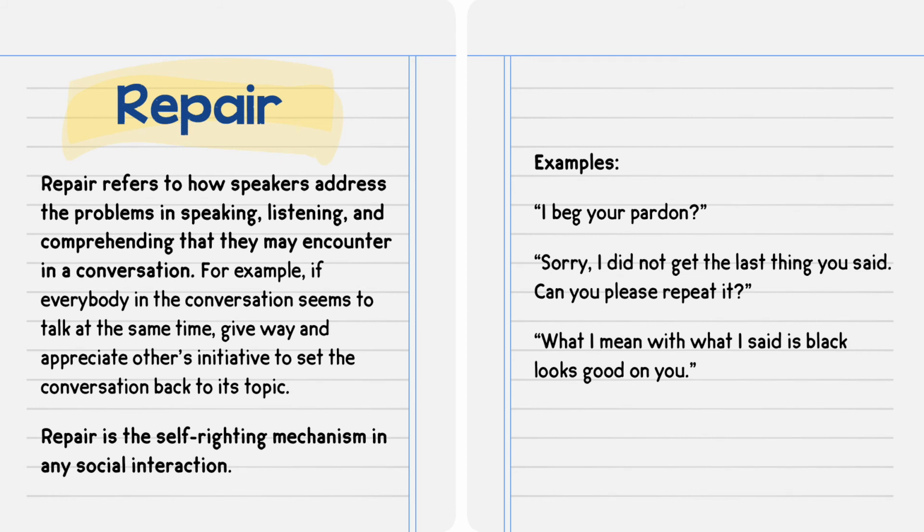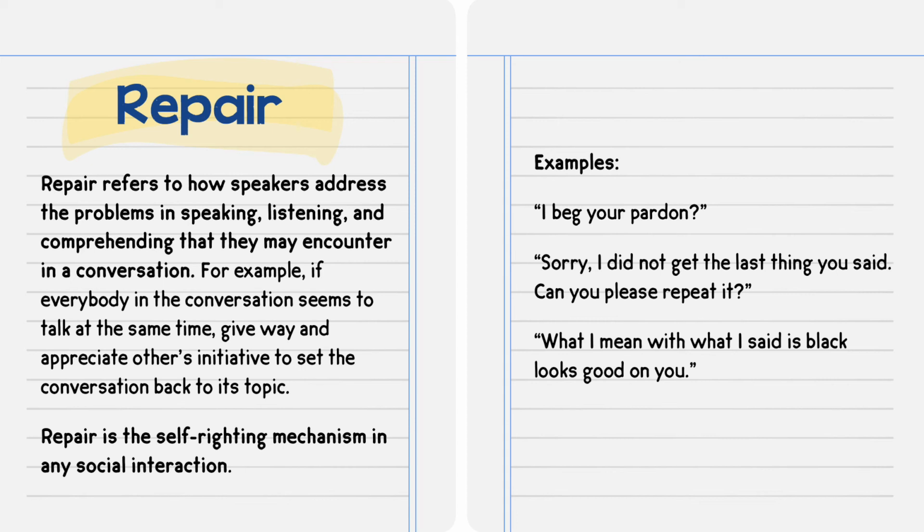Okay, we're down to the second to the last communicative strategy. Now, repair refers to how speakers address the problems in speaking, listening, and comprehending that they may encounter in a conversation. So, for example, everybody in the conversation seems to be talking at the same time. Give way and appreciate others' initiative to set the conversation back to its topic. Repair, again from the word itself, inaayos. It is a self-righting mechanism in any social interaction.